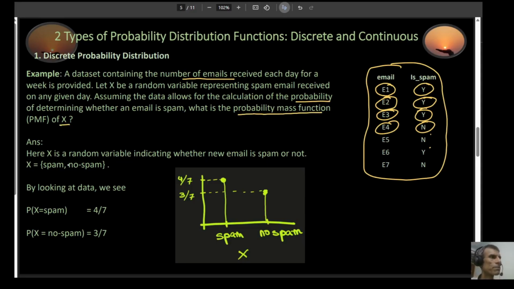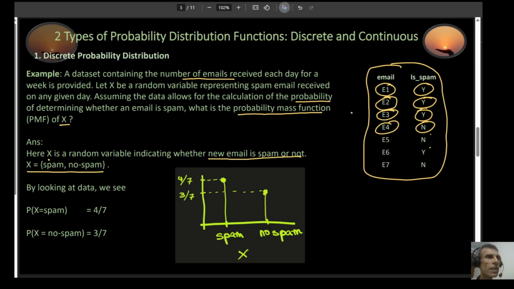So in this case, my x is a random variable. It indicates whether a new email you get is spam or not spam. So my x in this case is going to be spam, no spam. These are the two possible outcomes of my x.